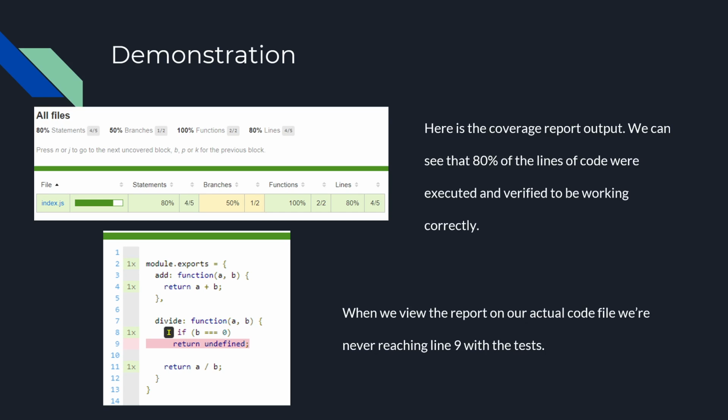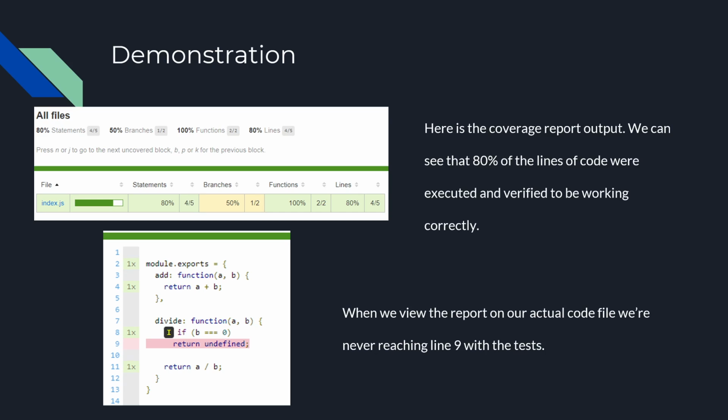Here is the output from our code coverage report. Now, we know that we were passing our unit tests 100%, but when we look here in our index file, which was our module, we can see that it says statements 80%. It doesn't look like we have 100% code coverage. If we inspect it further, we'll notice that it's got a red line on line number 9, indicating that we never reached line 9 during our unit testing. So none of the unit tests ever caused line number 9 to be executed.